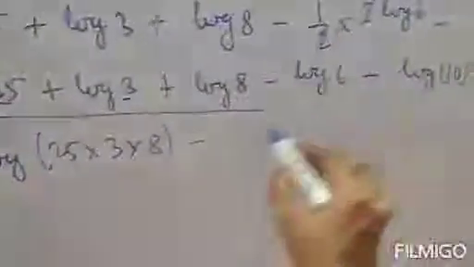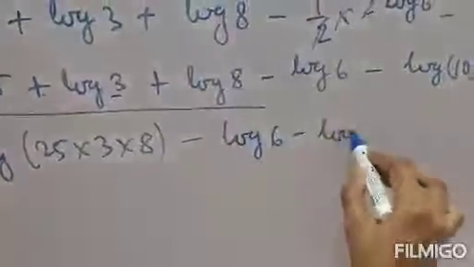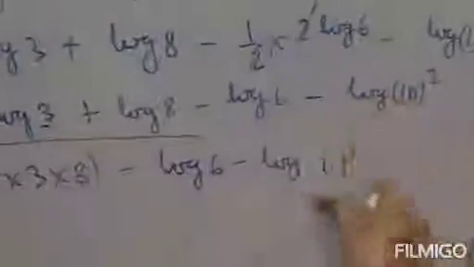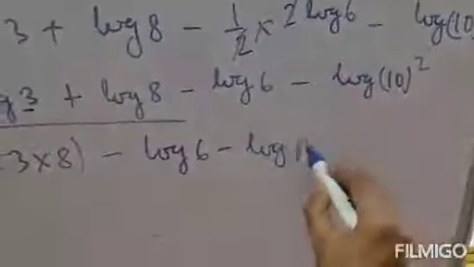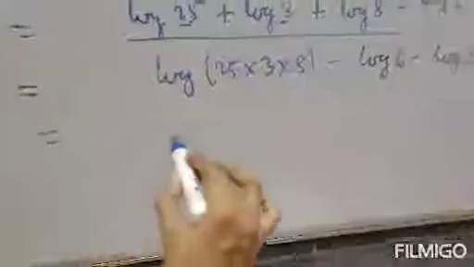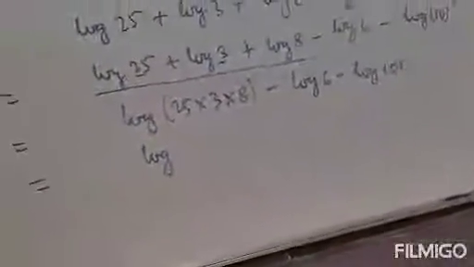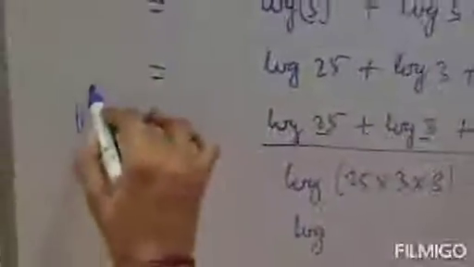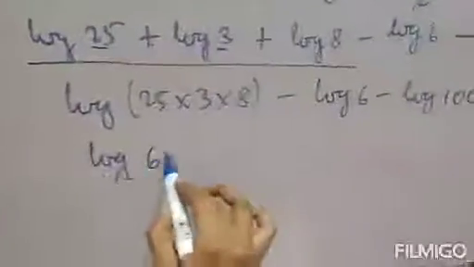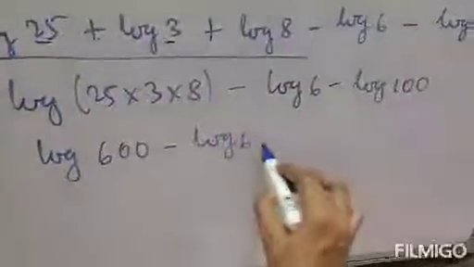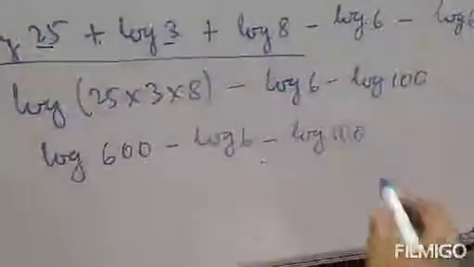So it will be like this, 25 into 3 into 8, and also minus log 6 minus log 10 square. Log 10 square you can write like this. Log 10 square means log 100, so you can write directly 100. So it is log 25 into 8 into 3. 25 into 8, that is 200, and this is 3, so 600. So log 600 minus log 6 minus log 100. Clear?